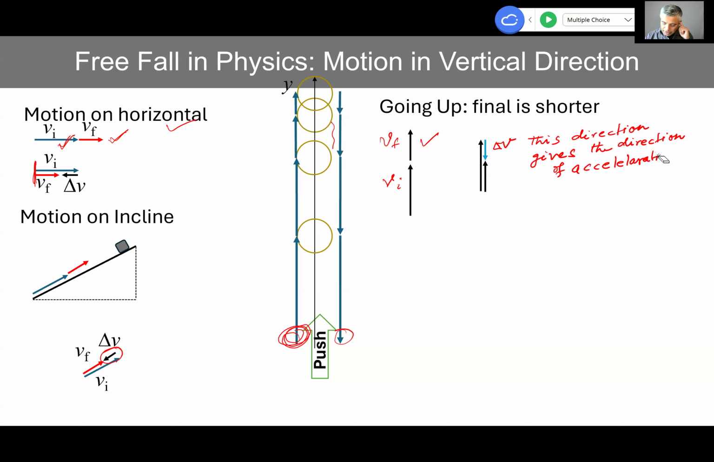Acceleration, because acceleration is change in velocity over time interval, okay? So the direction of acceleration is the same as the direction of change in velocity, not velocity, but change in velocity. And we spent quite a bit of time on this last class, okay?